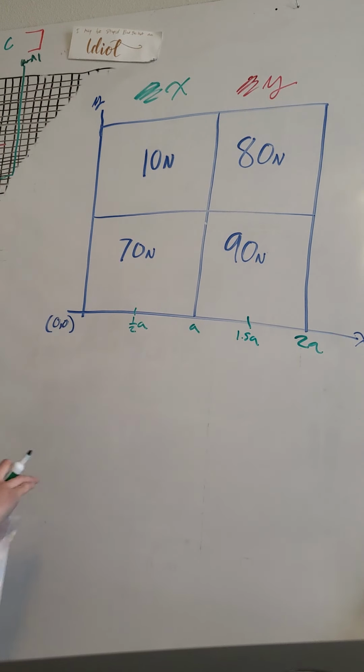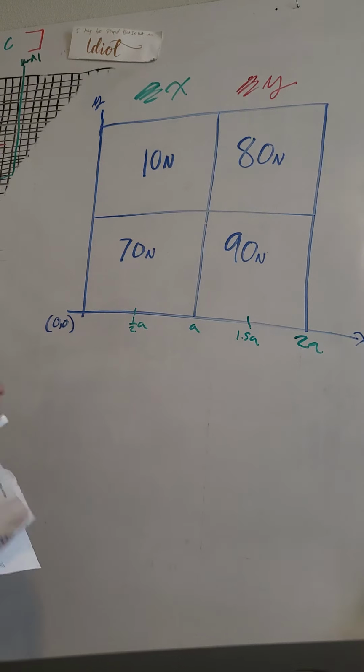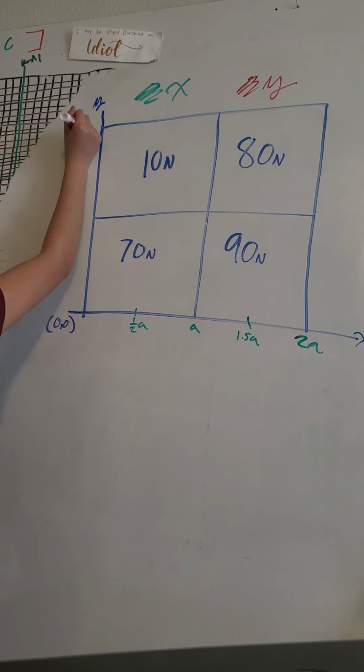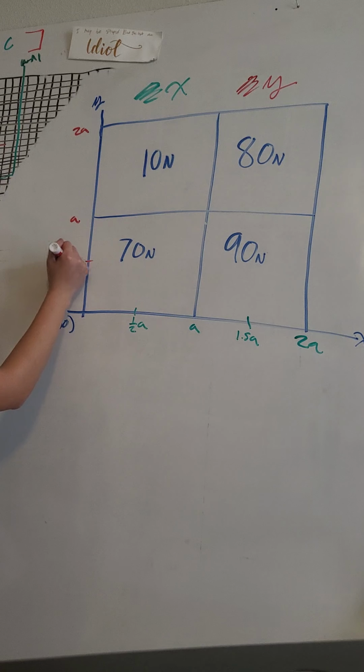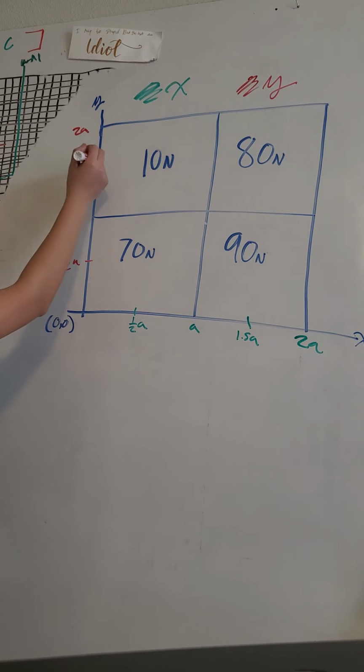And then for the y value stuff, we know that this up here is going to be 2a, and then this point right here has to be a, just 1a. Then right here has to be 1/2 a. And then this point up here has to be 3/2 a, or 1.5a. I like to think in decimals because it just makes sense to me.